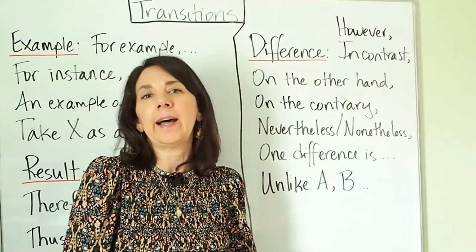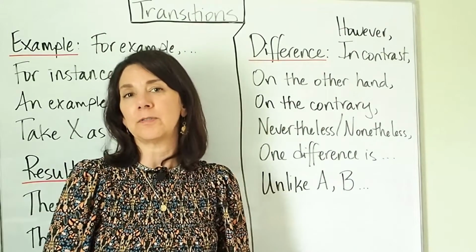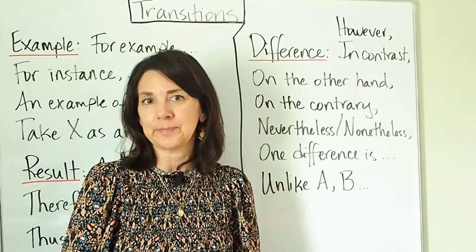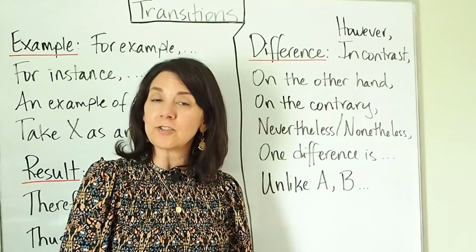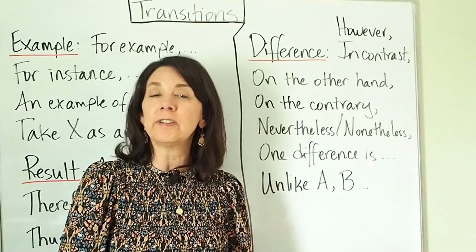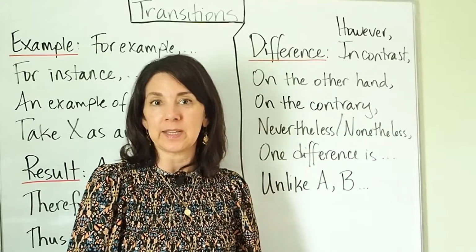For example, cats are independent. In contrast, dogs need a lot of human companionship. On the other hand is similar to in contrast, where it shows just a very direct or a very obvious, clear difference between two things.